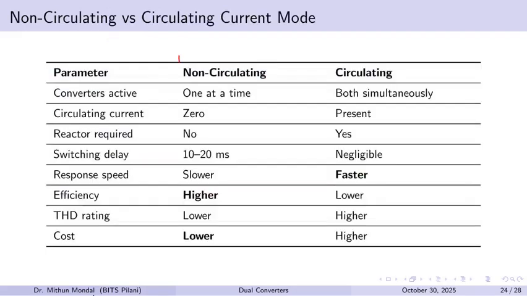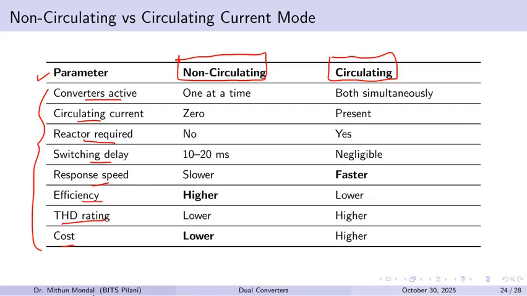Now if we compare the non-circulating with the circulating mode in terms of different parameters like whether the converter is active or not, circulating current, whether the reactor is required, switching delay, response speed, efficiency, total harmonic distortion rating and the cost. So we can compare the two modes of operation. Here, for the converter being active, in the non-circulating mode only one will be active at a time, but for circulating both are active.